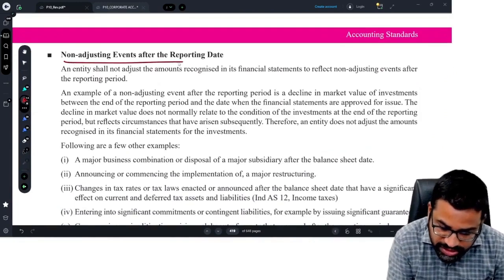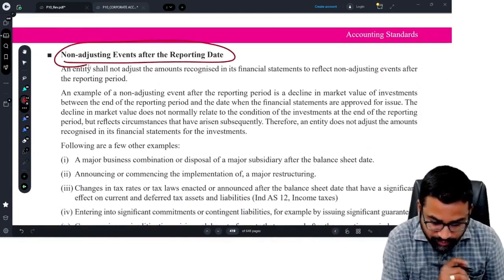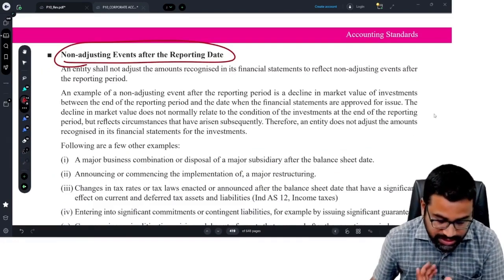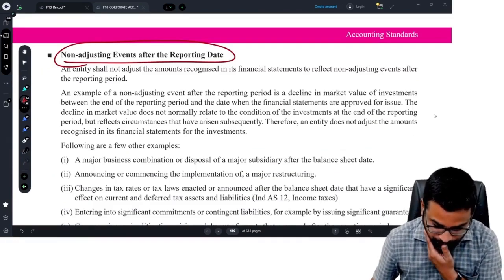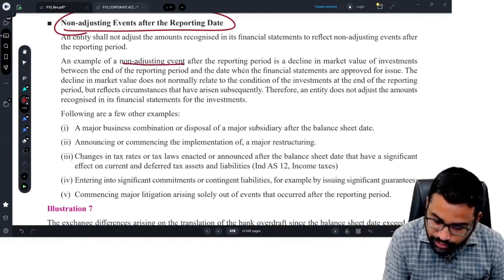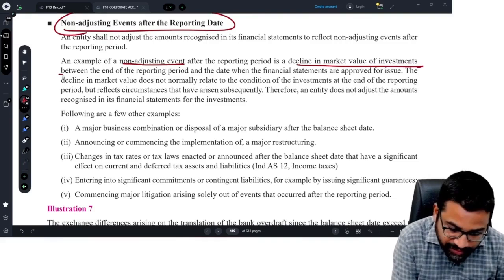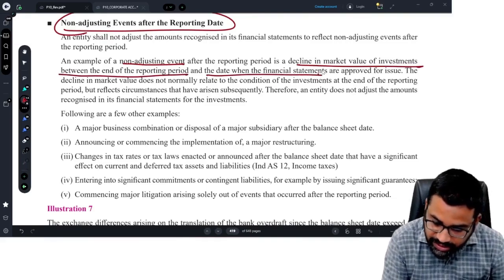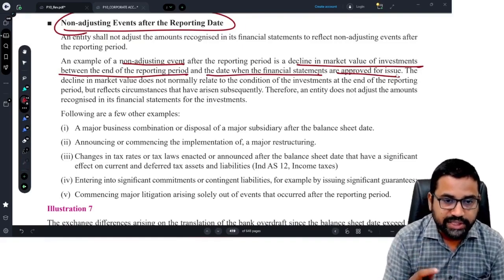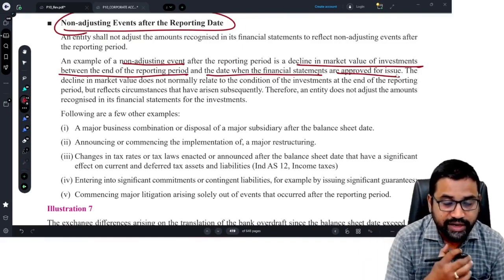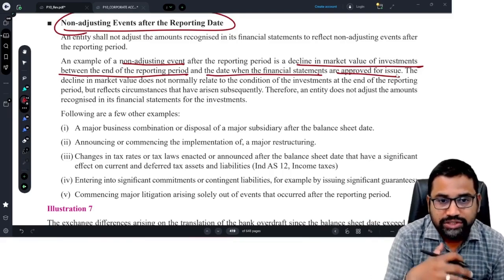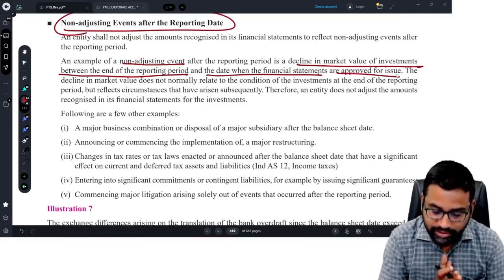And non-adjusting events after the reporting date, we will not consider the effect of non-adjusting events. If required, we will disclose it in the board of directors report. Suppose for example, an example of non-adjusting event could be decline in the market value of investment between the reporting period and the date when the financial statements are approved for issue. For example, we made some investments. The investment's market value has been drastically reduced after 31st March. So it's a non-adjusting event because it does not have any conditions existed on 31st March.